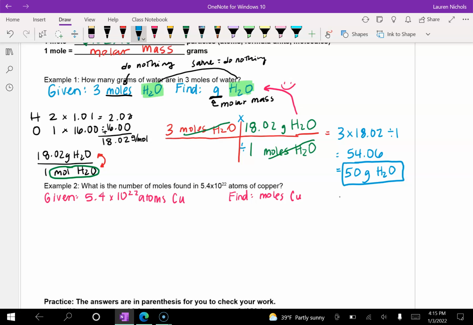So again, we check our given and what we're trying to find to map out our situation. Atoms is one of our words that we use for particles, so this tells us that I'll need Avogadro's number in my problem. The fact that it is copper in both what I'm given and what I'm trying to find means that I do nothing because they're the same. And since this says moles, I again have to do nothing.